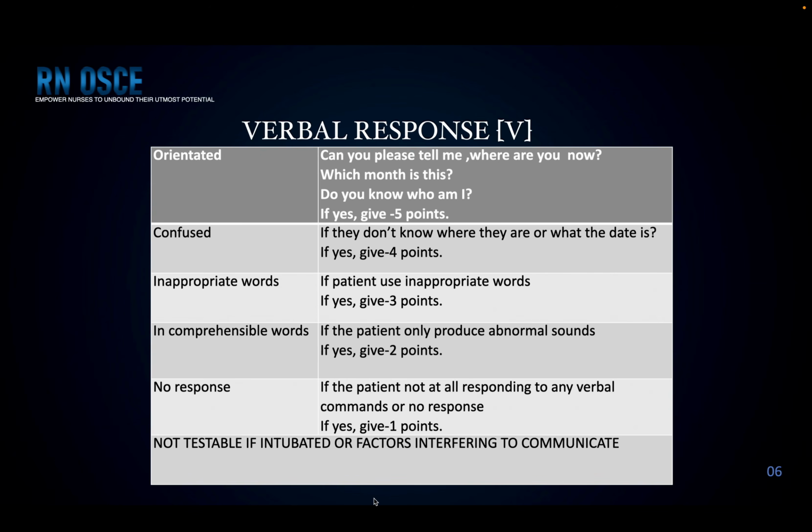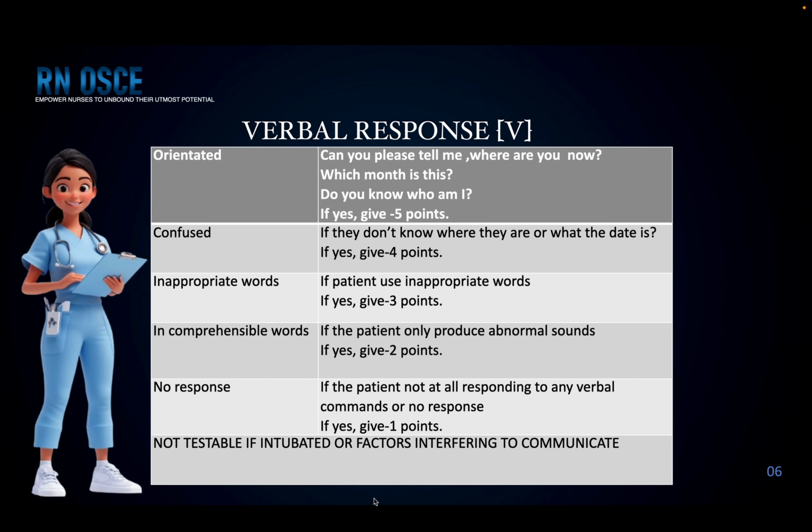Moving further, you have to assess the verbal response of your patient. Okay, let's see. You are asking the patient, can you please tell me where you are now? Which month is this? Or do you know who I am? If the patient is answering any two, you can give 5 points. If they are oriented, you can give 5 points.